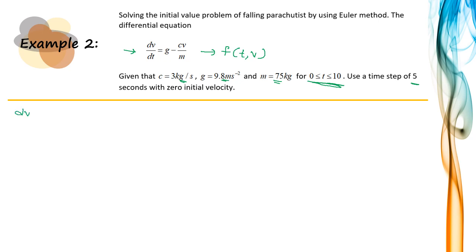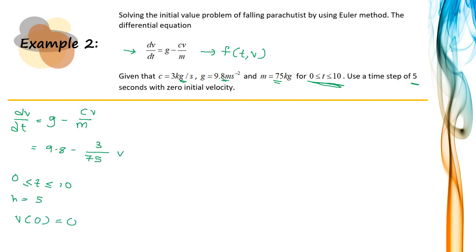This is our function: dv/dt is equal to g minus cv over m. Let's substitute all the information we have. So dv/dt is equal to 9.8 minus 3/75 v. We have the interval t from 0 until 10, and our step size is equal to 5. What is the initial condition? The initial condition is when t is equal to 0, v is equal to 0.